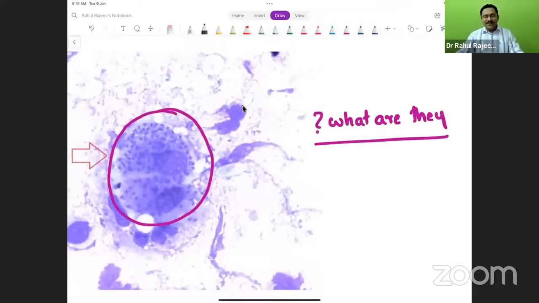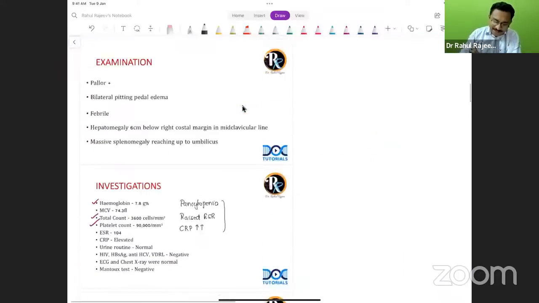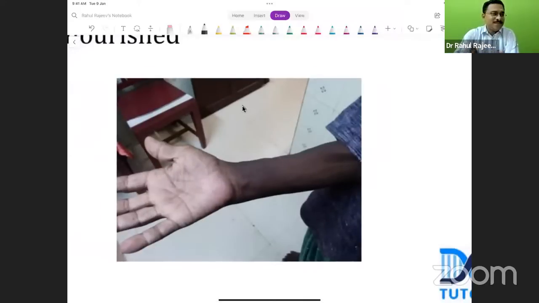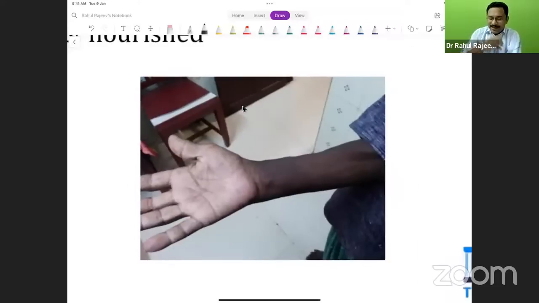Okay, now see, anyone, inclusion body. See, just revisit the history once again. Prolonged fever, significant weight loss, okay? And I just showed you a physical finding, right? What do you think is this physical finding? I showed you this patient's hand. Now, look at his palm and look at his forearm.